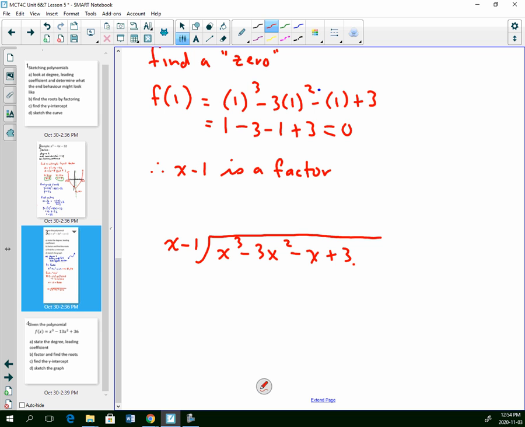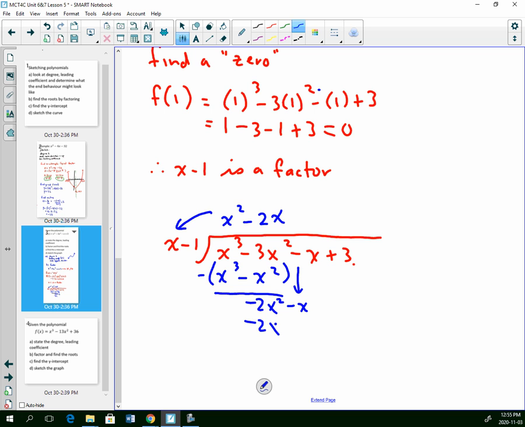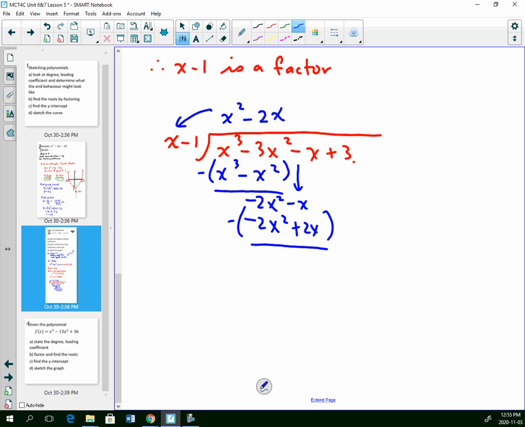Okay, so I'm going to start with a number that I multiply by x to get x cubed, which would be x squared, and then we multiply. Then we subtract to see what we have left. So negative 3 plus 1 is negative 2x squared. Bring down the next term, negative 2x. Multiply and subtract to see what we have left. So negative x minus 2x is negative 3x. Bring down the 3. And one last multiplication gives us a remainder of 0.